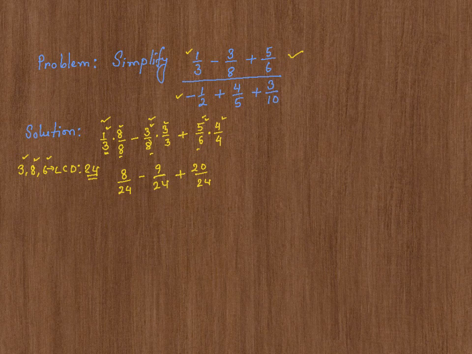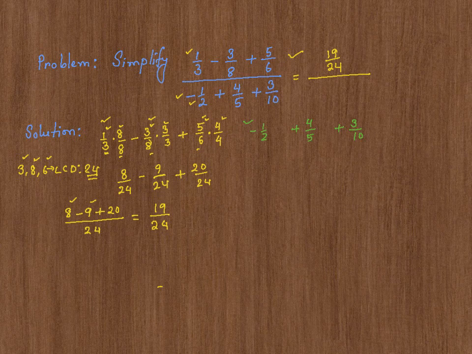Now I have the same denominator, so I could go ahead and rewrite it. So it's going to be 8 minus 9 plus 20 divided by 24. 8 minus 9 is -1, plus 20 is 19. So it's going to be 19 over 24. So the numerator is going to be 19 over 24. In exactly the same way, we are going to simplify this denominator.